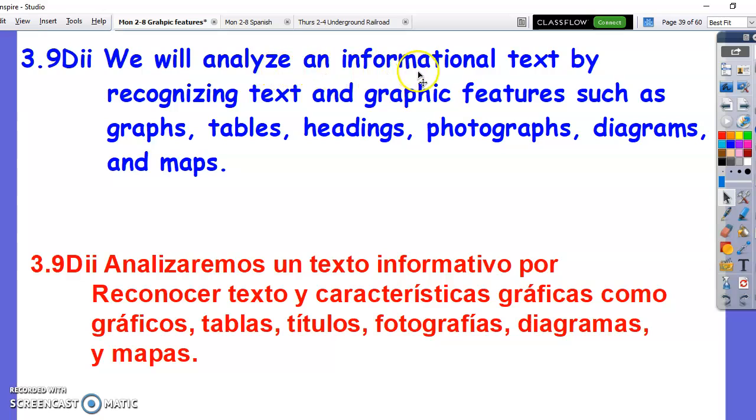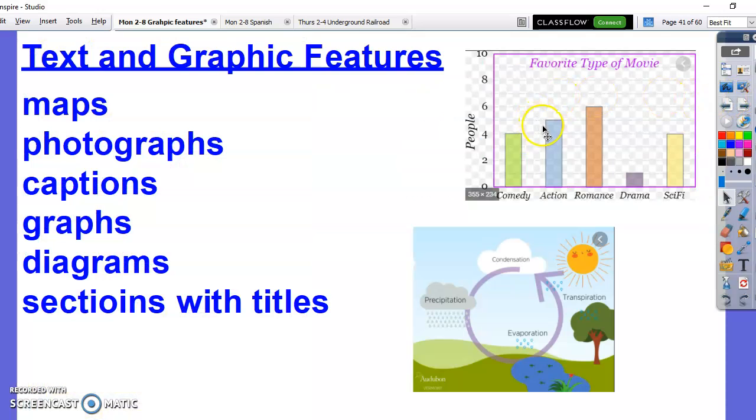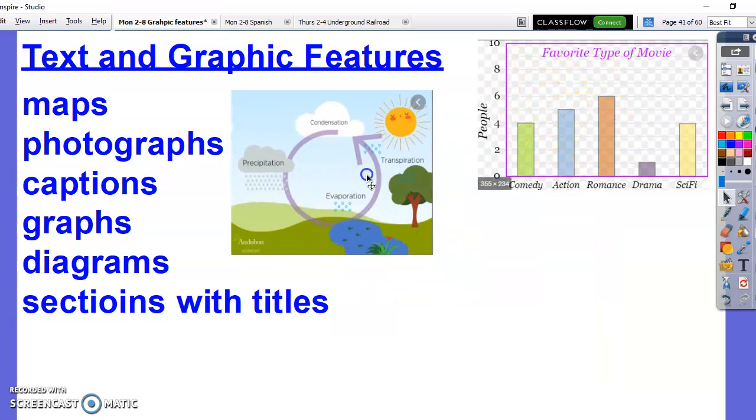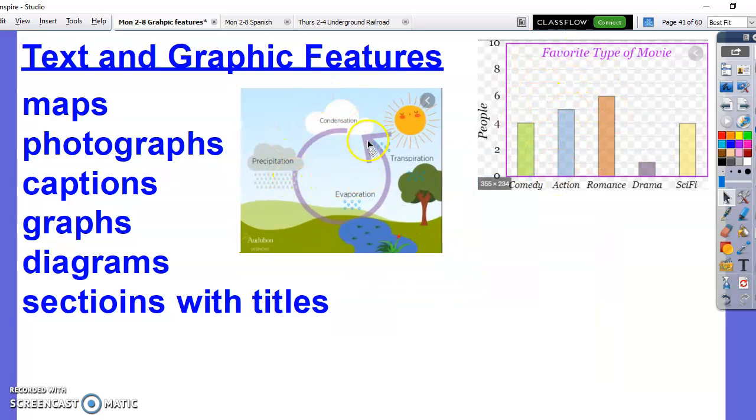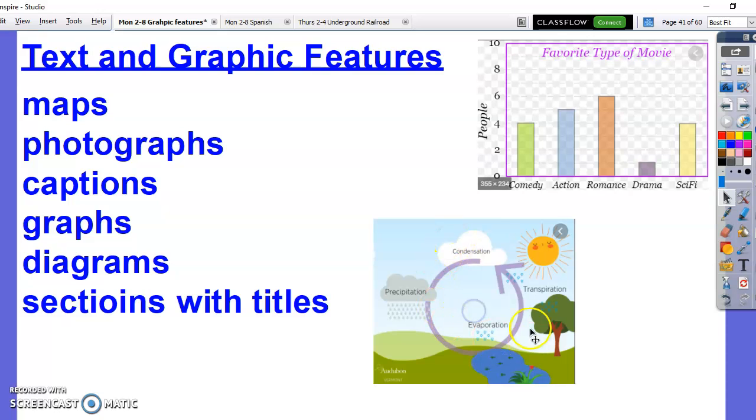We will analyze an informational text by recognizing text and graphic features such as graphs, tables, headings, photographs, diagrams, and maps. Again, this is a graph. We don't have any in this particular text. This is a diagram. Remember, a diagram is just a picture or image that has parts that are labeled. Again, this is a diagram of the water cycle.